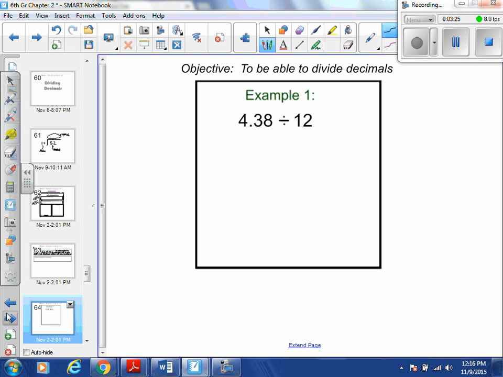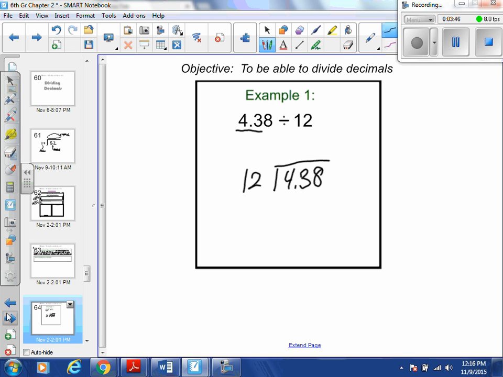If you weren't done writing the instructions yet for that last definition box, you can go back and pause the video so you can catch up. Okay, so here we have our dividend, 4.38. It's being divided by our divisor, which is 12.